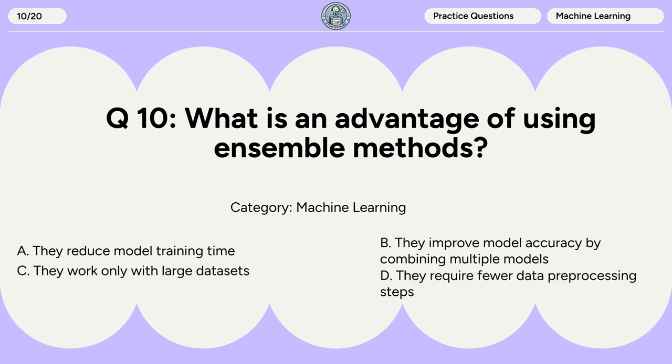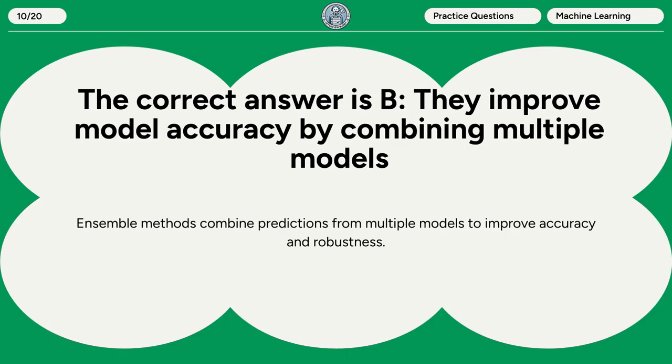Question 10. What is an advantage of using ensemble methods? A. They reduce model training time. B. They improve model accuracy by combining multiple models. C. They work only with large datasets. D. They require fewer data pre-processing steps. The correct answer is B. They improve model accuracy by combining multiple models. Ensemble methods combine predictions from multiple models to improve accuracy and robustness.